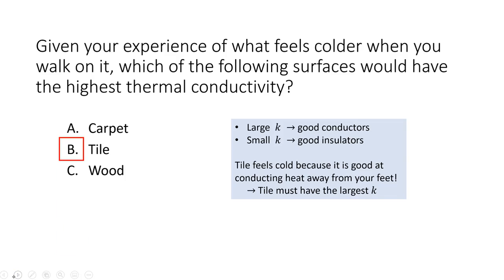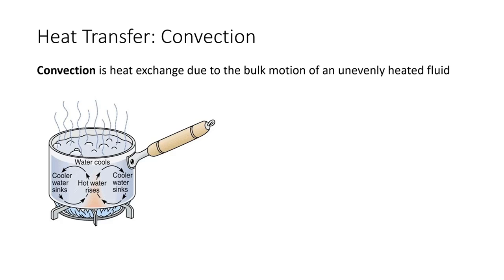It's the tile. Okay, so now let's go ahead and talk a little bit about convection, which remember is heat exchange due to the bulk motion of an unevenly heated fluid. All right, so let's just think about a specific example here, which is water boiling on the stove. So here you have water boiling on the stove. The bottom of the pot of water is in contact with the flames, and the flames are going to heat up then the bottom of the water.